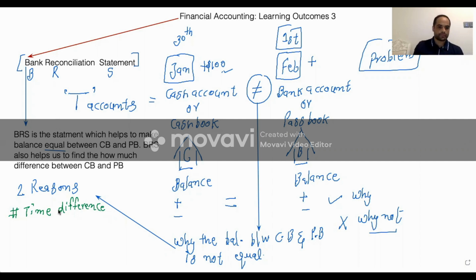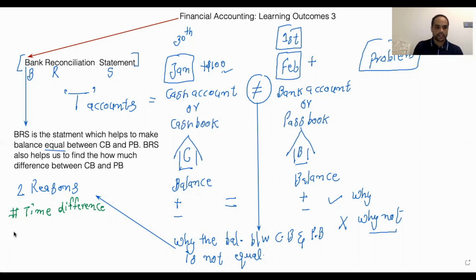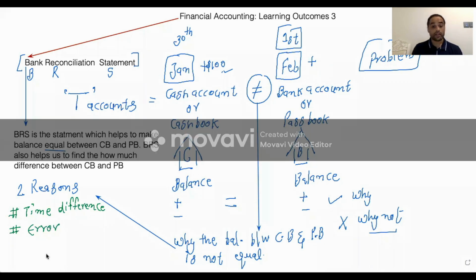The second reason for this difference is error, an error made by either the bank or the cash book.